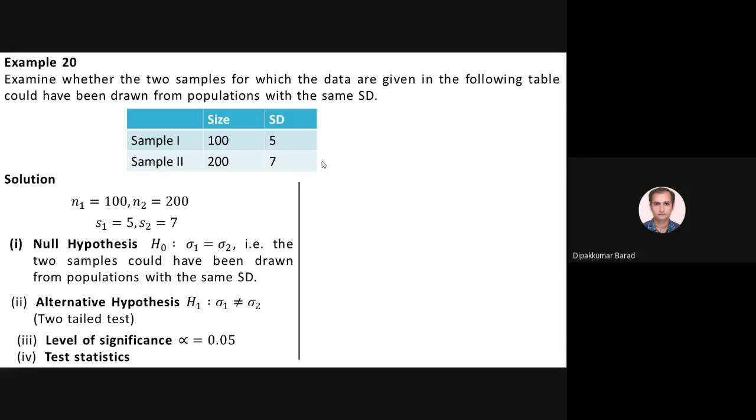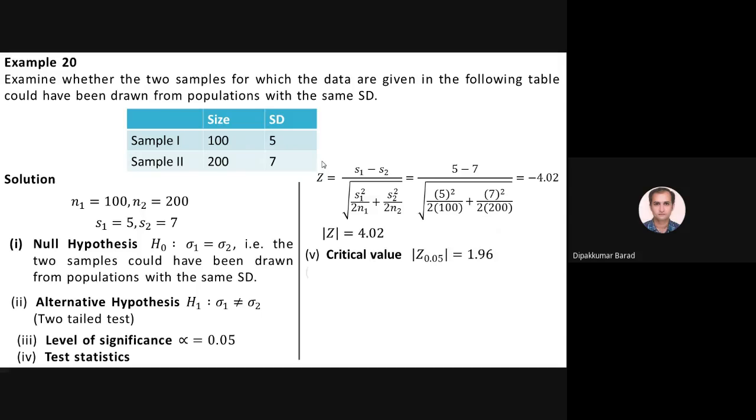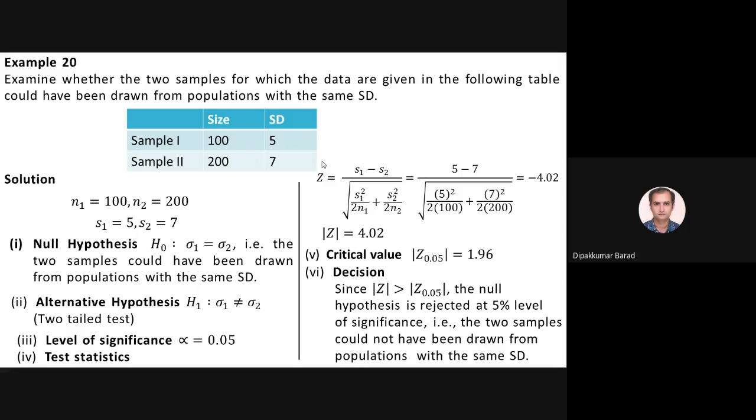Alpha is not given here, so consider 0.05, and z which I get is minus 4.02. So mod z is equal to 4.02 and the critical value is 1.96. So mod z is greater than the critical value at 0.05, so the null hypothesis is rejected at this level of significance. These two samples could not have been drawn from populations with the same standard deviations. Okay.